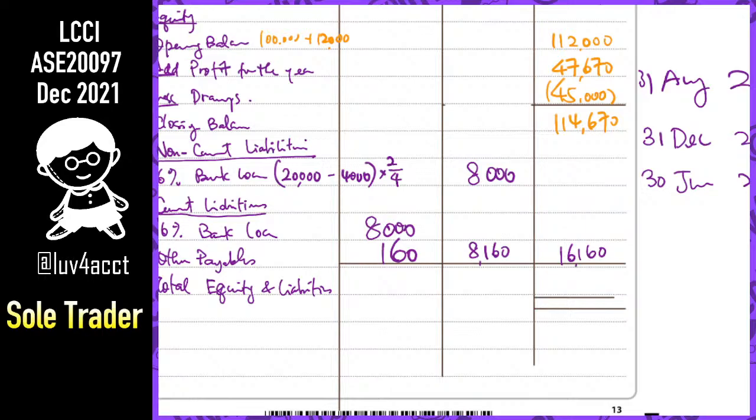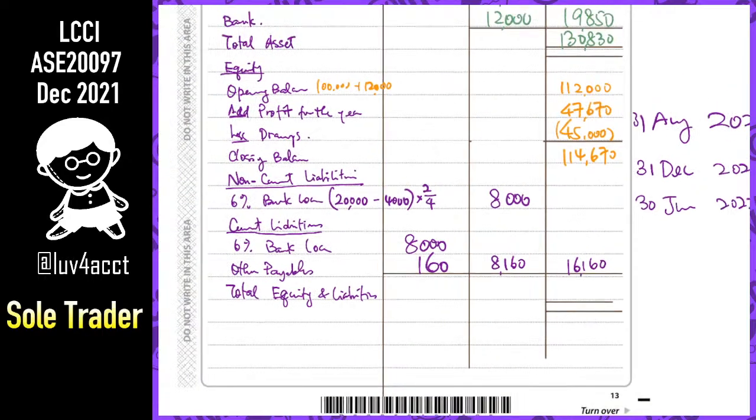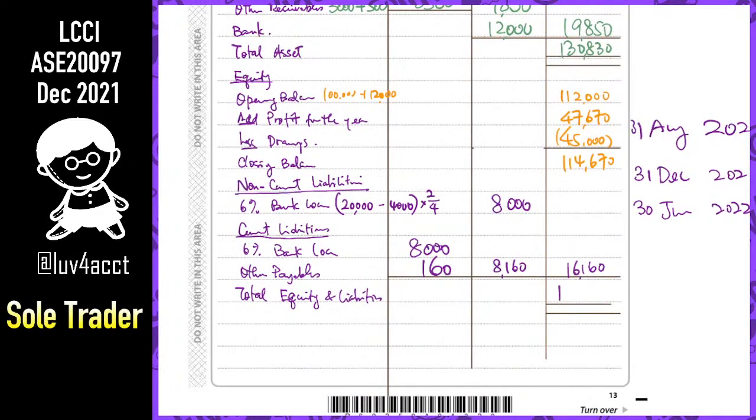Plus 16,160. Yes, good. 130,830. Finished.